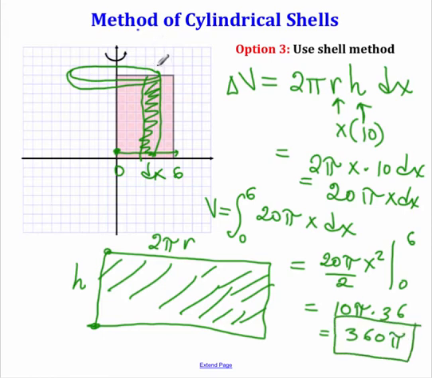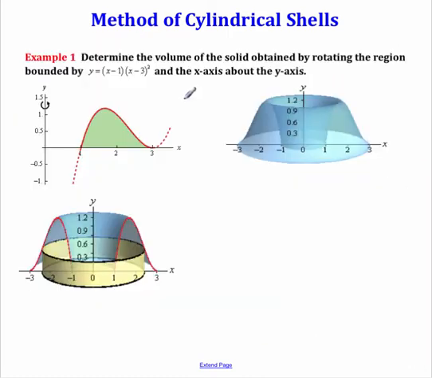Now what's going to happen is sometimes you can use the shell method as one of the options. So you can use disks or washers or shells. Sometimes you absolutely have to use shells, and the first example we have would be that particular example.